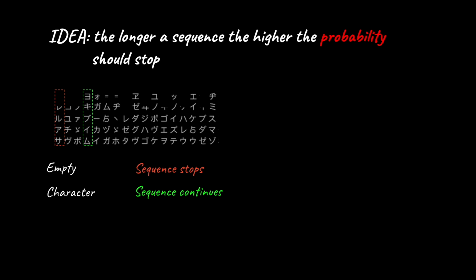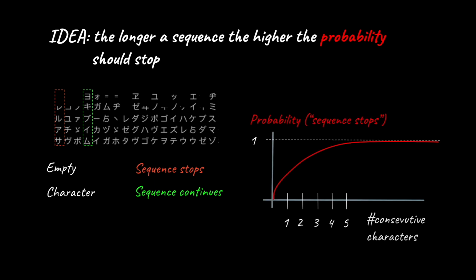So every time that we're gonna display a new line at the top, for each sequence, we're gonna calculate the probability that this stops or not. And as we have just seen in this example, even if two sequences have the same length, it might happen that one stops and the other one keeps going. So if we draw the probability of this happening, it will look like something like this. In this graph on the x-axis we have the length of the sequence, or in other words, the total number of consecutive characters.